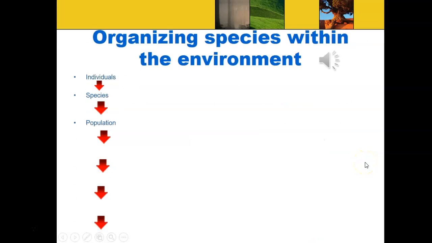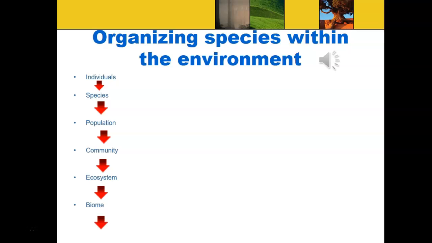Organizing species within the environment, we start with individuals, then we go to species, which I already defined for you, members of the same group that can reproduce and produce fertile offspring. The total number of species in a given area is called population. The total number of populations in a given area is community. The total number of communities in a given area with the same kind of climate is called an ecosystem.